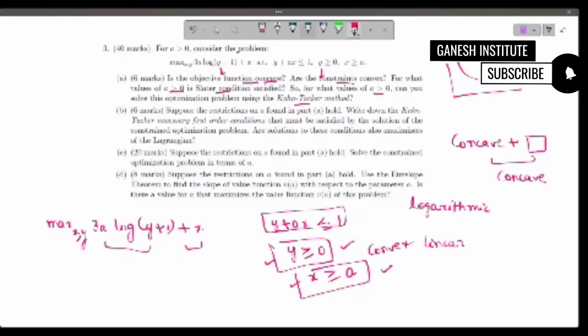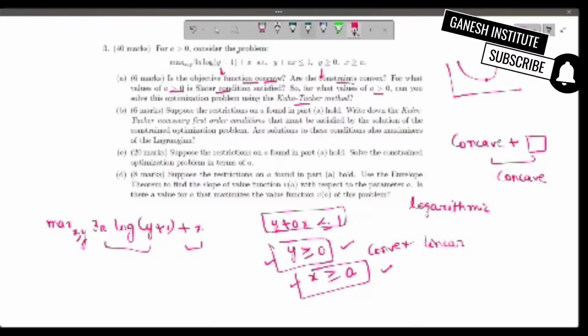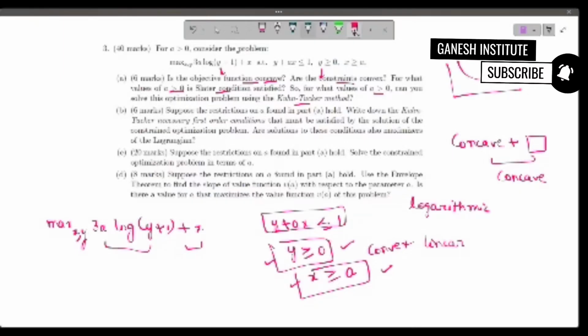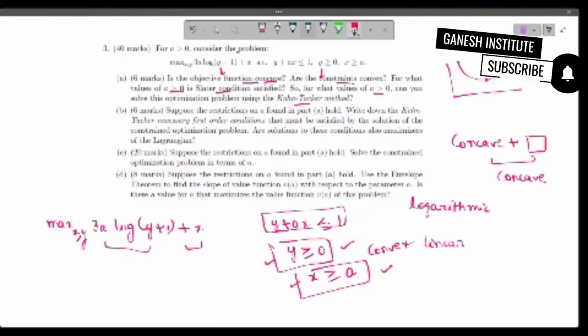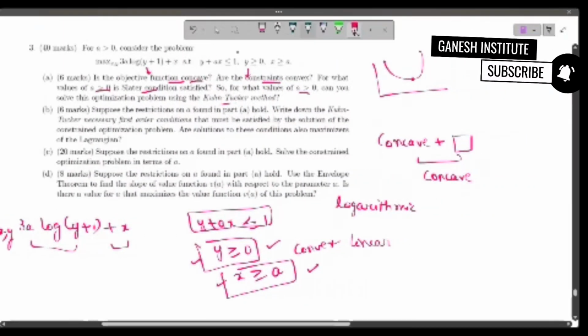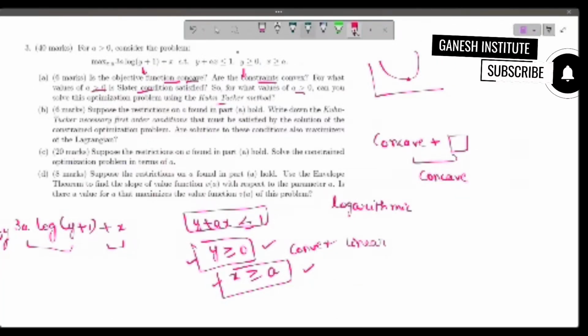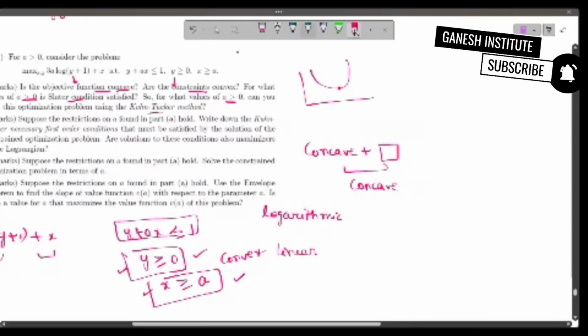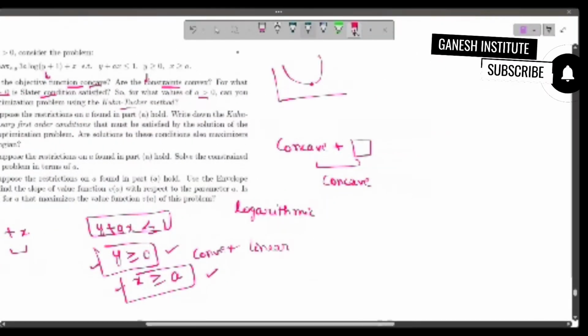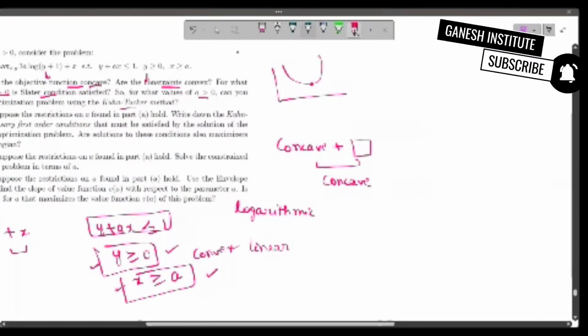y plus ax, y is convex. a and x are both convex since a is greater than 0 and x is greater than or equal to a, so it is convex, but less than or equal to 1. You know what? You need to see it this way.